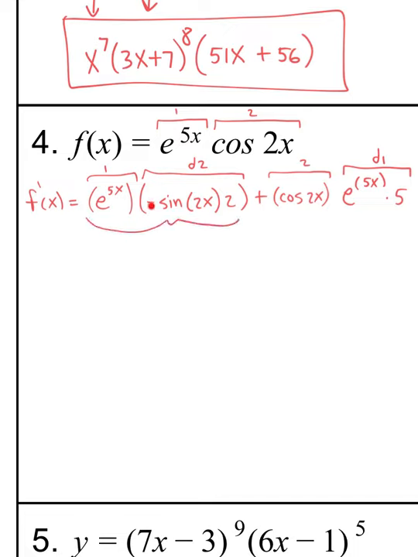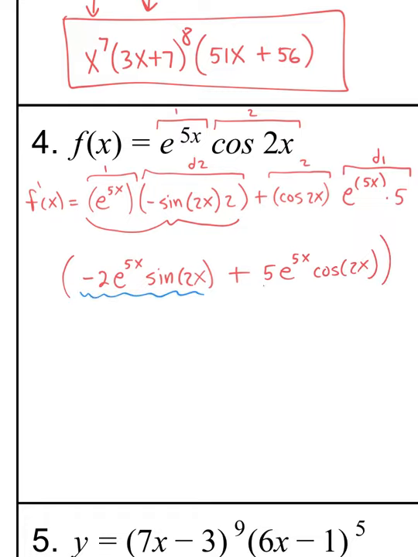I want to get the negative and the 2 out front. So that gives me negative 2e to the 5x and then sine of 2x. Just clean up each term. To the right of the plus sign, the 5 needs to get out front. So 5e to the 5x cosine of 2x. All right, there's our binomial. We have this term plus this term.